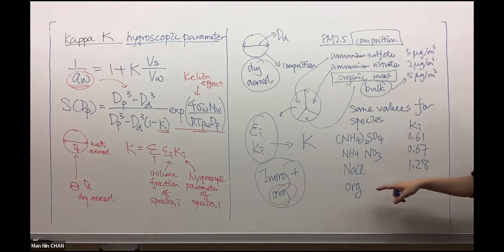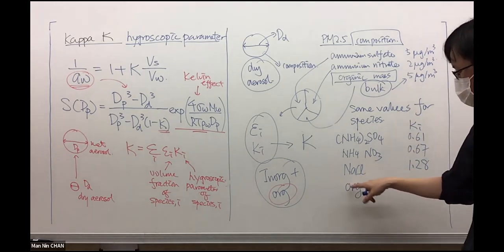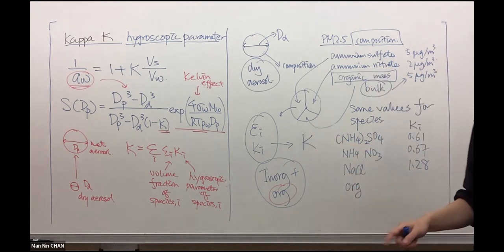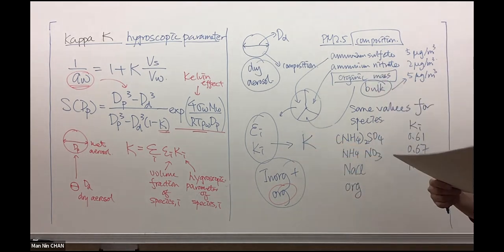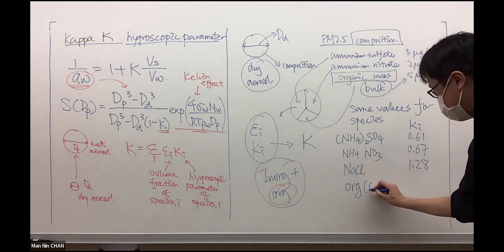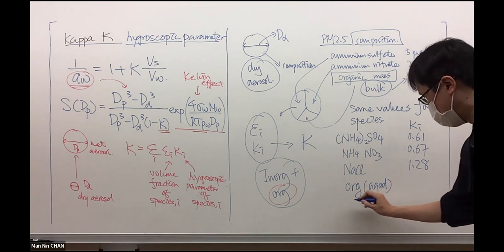Therefore, most of the time, when people use this kappa, if you look at the ambient data, you will have this product, just using the product organics, and then the organics, they have two classes.